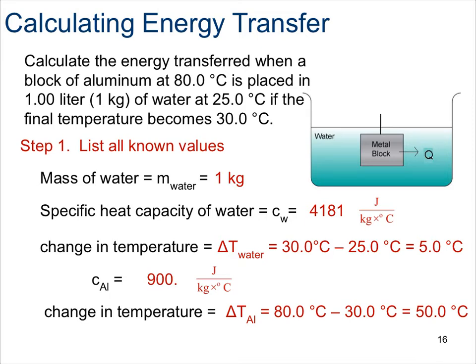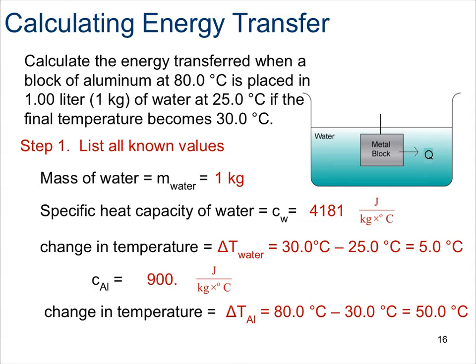Step 1, list out your knowns. So what was given to us? We knew the mass of the water is 1 kilogram. Your specific heat capacity is going to be a specific number that's designated for each particular substance. So for water, the specific heat capacity is always 4,181. The change in temperature of the water, delta T, is going to be 30 degrees minus 25 degrees, which is 5 degrees Celsius as my temperature change.